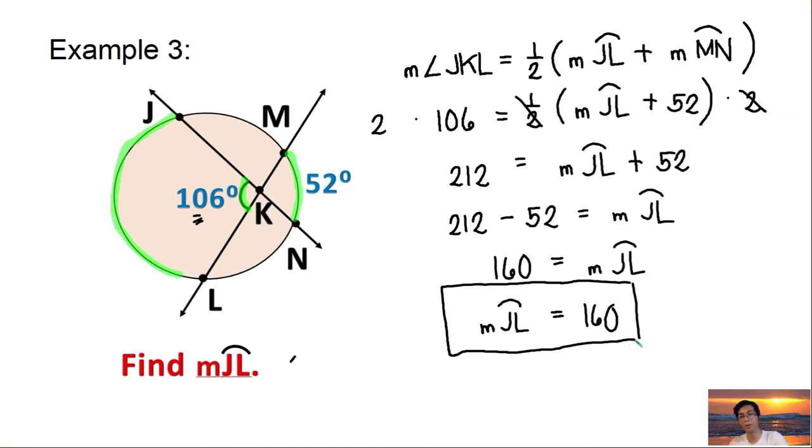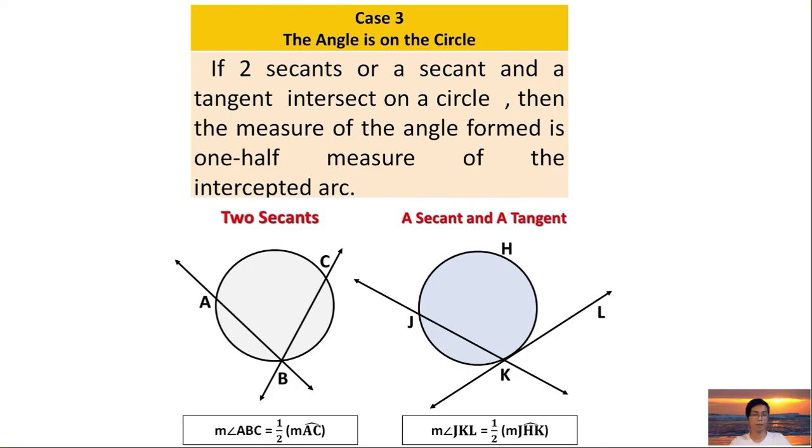And that is case number 2. The angle is in the interior of the circle. Balikan lang natin. Sa case 1, the angle is in the exterior. Yun po yung pinagmaminus. Sa case 2, the angle is in the interior, nasa loob. Ito naman yung pinagpa-plus yung mga arcs. Let's now proceed to case number 3. The angle is on the circle. So, nasa mismong circle yung ating angle.